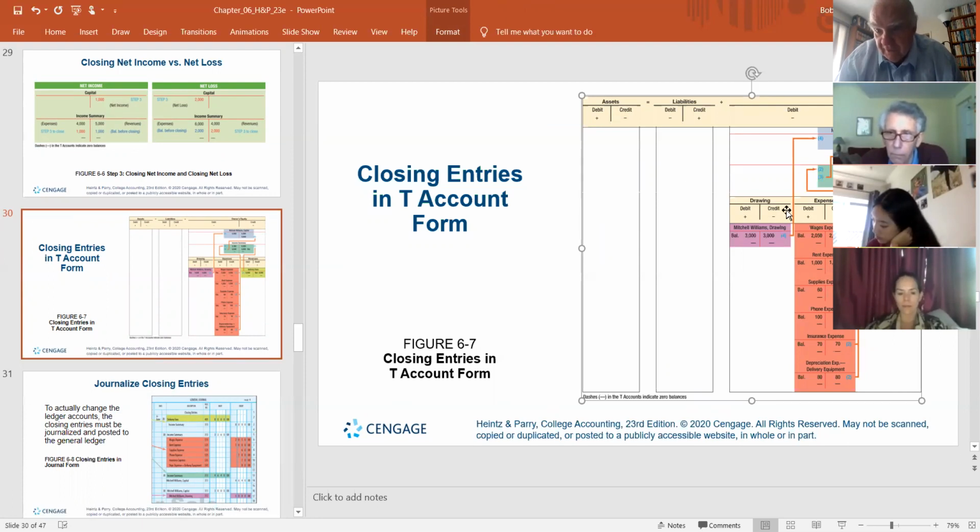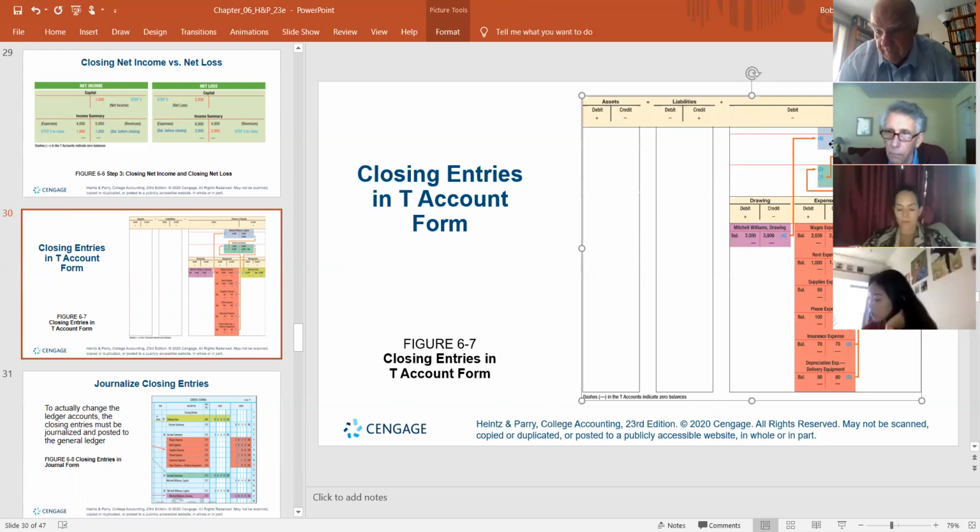Here is our income statement. Here are the T accounts that represent our income statement. Let me just move this out of the way here. Our revenues were $8,000. We debit revenues, in this case they call them delivery fees, and we credit income summary for 8. So at that point we have the sales recorded in income summary.